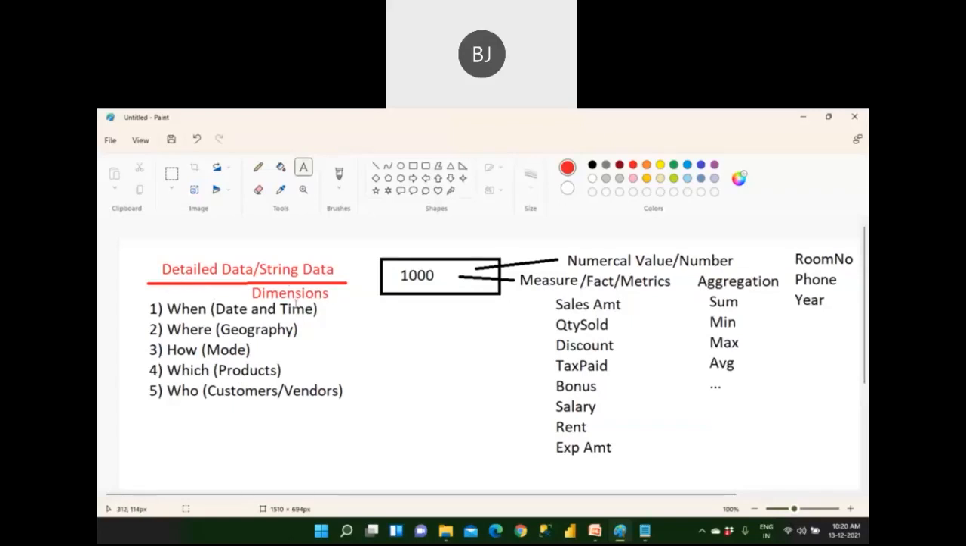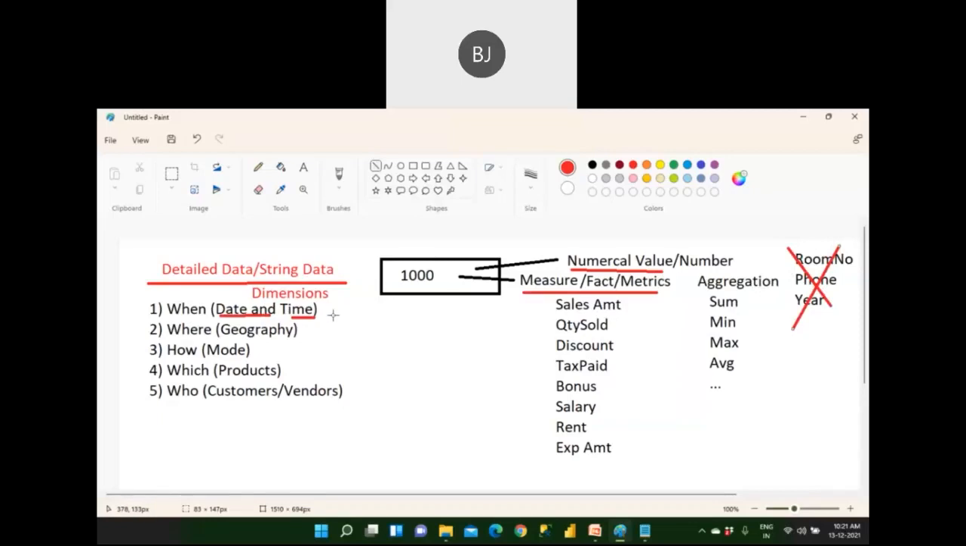Dimensions are always string data. Clear? And you have to know, measure is always what? Numerical data, but all numericals are not measures. For example, I have a date and time. Date and time is not a fact data or a measure data, it is dimension data. Clear?